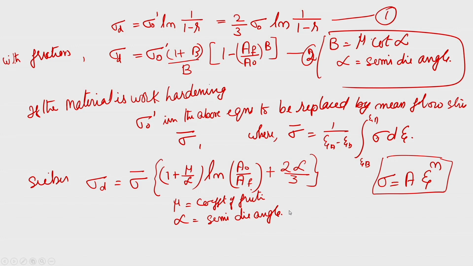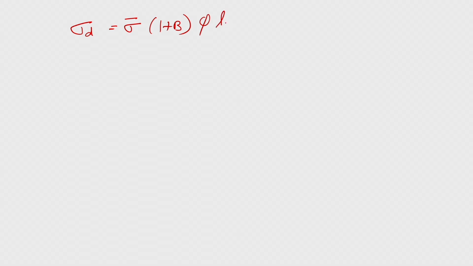This is one of the relationships which has been widely accepted, but whatever be the type of relationship, when you are considering friction and redundant deformation, the draw stress can be represented in a general way as sigma bar into (1 plus b) into phi, where phi is the friction factor, into the strain log A f by A naught. This is a general expression which we can write considering friction and redundant deformation.